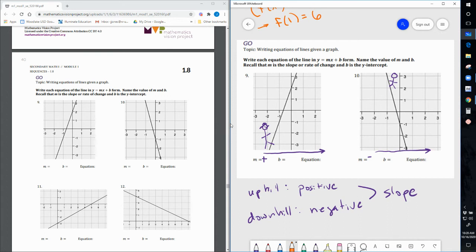Now I know my b value is my y-intercept. So let's make this orange. Here's where I'm crossing the y-axis on this one. It's always an x value of 0 and a y value of 2. So that is your b value. They probably just want you to put 2, so maybe you could just write 2, because we're going to use that for the equation.